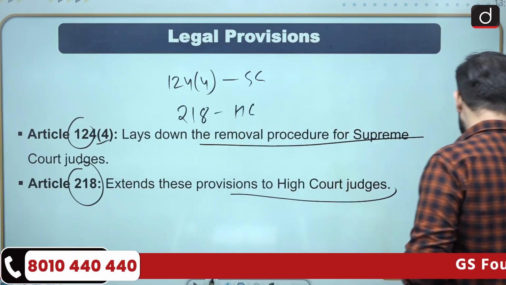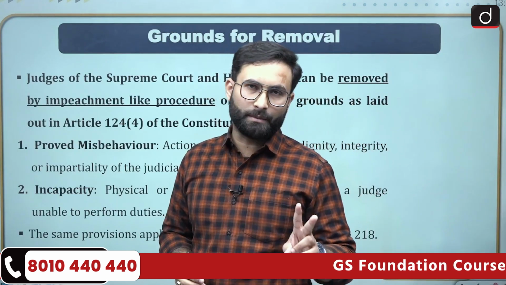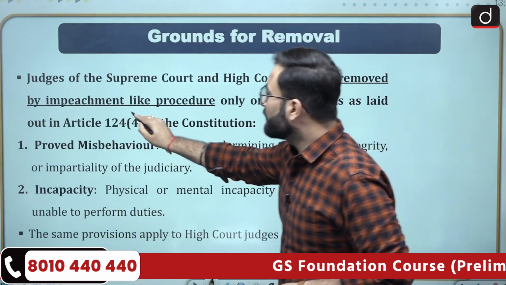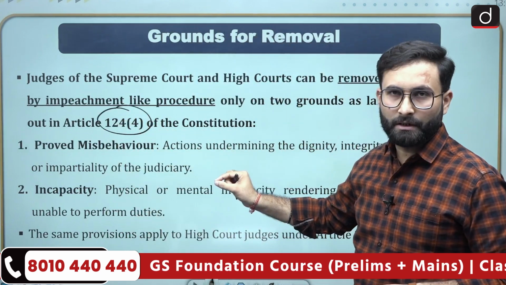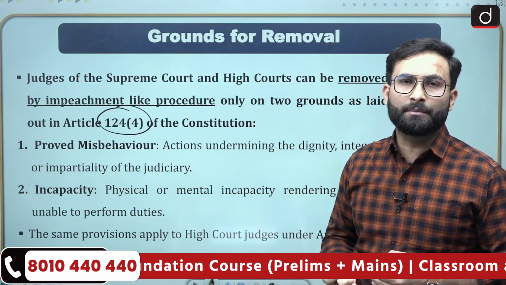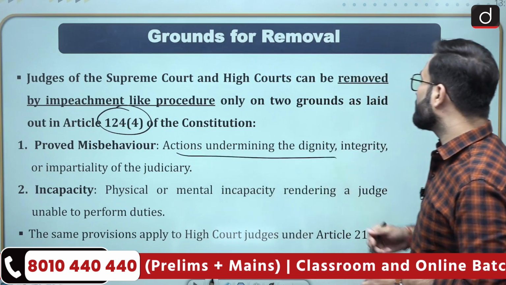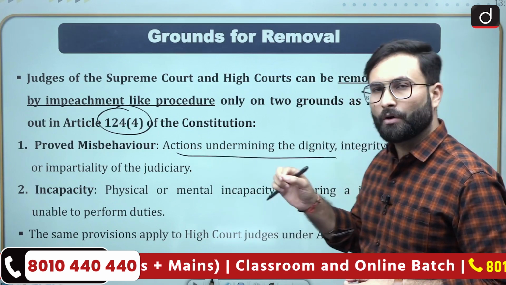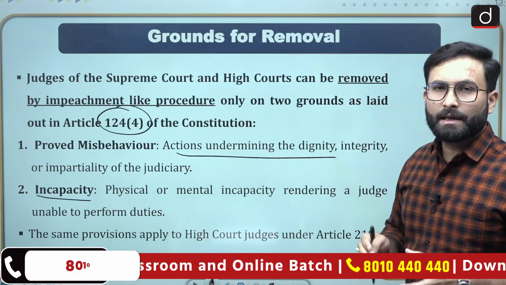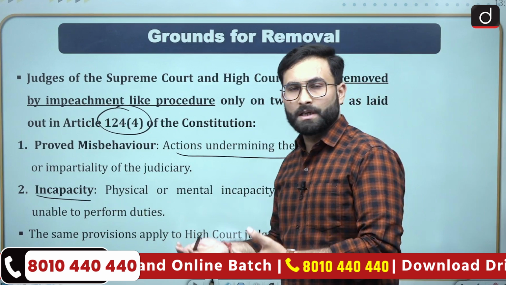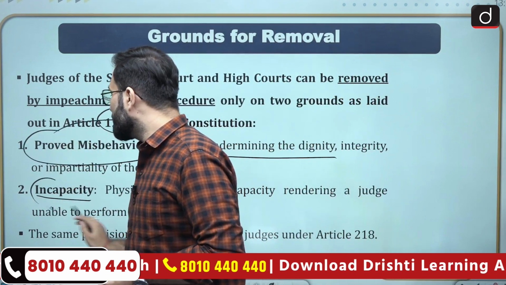In detail, now we will be seeing the procedure over here. Now, grounds for removal, as I told you, there are two grounds which are mentioned. Under Article 124 Clause 4 there are two grounds. One is proved misbehavior. If a judge has conducted misbehavior, what will be included in misbehavior? That is action undermining the dignity, integrity or the impartiality of the judiciary. Second is incapacity, physical or mental incapacity of a judge to perform his duties. So these are the two grounds on which a removal can be initiated.